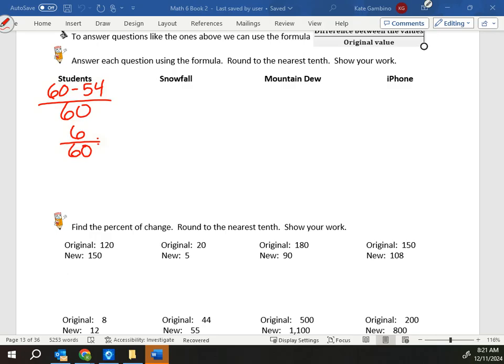Bridget. It is not 10. Bridget, listen to me. 6 divided by 60. You went the wrong way. So that's why we always write it out. We always take the top number, divide by that bottom number, and you're going to get a decimal.